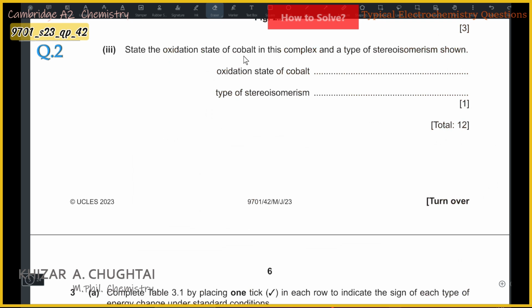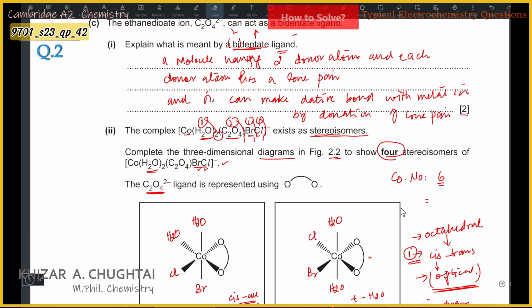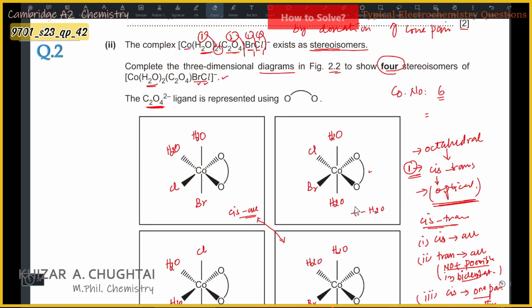Come to the next one: state the oxidation state of the cobalt in this complex and state the isomerism as shown. As I have told you, we can find the oxidation state by checking the different nature of the ligands. In this complex, water is a neutral ligand. C2O4 is a negative ligand and it is basically a bidentate ligand. It has two negative charges. Br is a monodentate ligand with one negative charge, I mean an anionic ligand. Cl is also an anionic ligand.